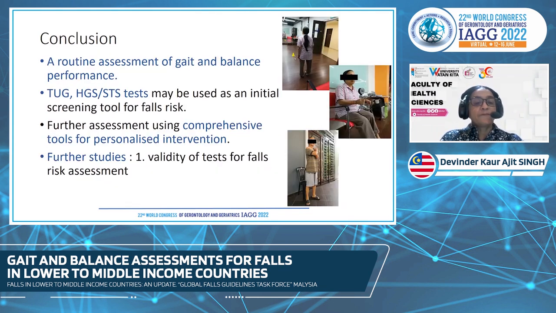In conclusion, a routine assessment of gait and balance performance should be part of a holistic multifactorial fall risk assessment in older people deemed to be at high risk of falls. Timed Up and Go, hand grip test, or sit to stand test may be used as an initial screening tool for falls risk in older adults in low to middle income countries. Further assessment should be performed using comprehensive tools to identify specific impairment for personalized intervention.